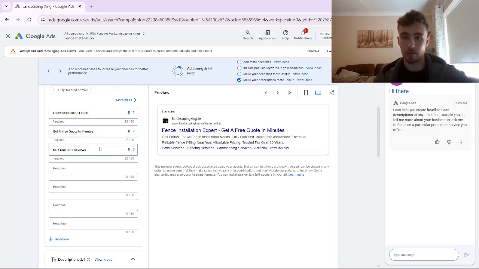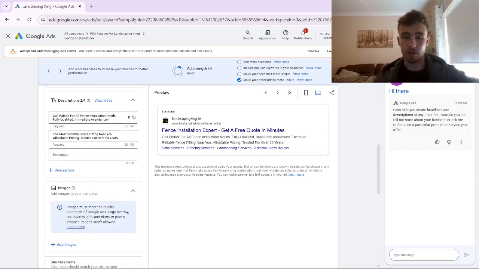And then sometimes when Google shows the third headline, we just had how many 5-star reviews they had on here as well. And the 2 descriptions then are very simple. It's simply more keyword focus, just highlighting what they offer and the benefits of why they would choose them. So fully qualified, immediate assistance, most reliable, affordable pricing, trusted for 20 years, and so on. And also a call to action in there as well.